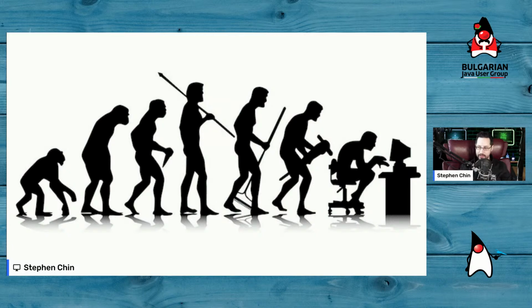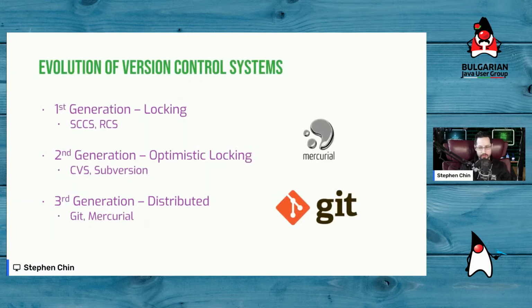So I'm probably dating myself, but if you're watching in the chat, type which version control system was the first one which you used. For me personally, this was RCS. RCS is one of the first generation version control systems.